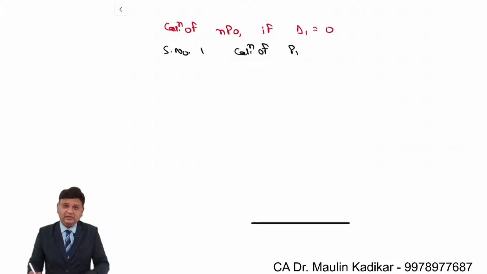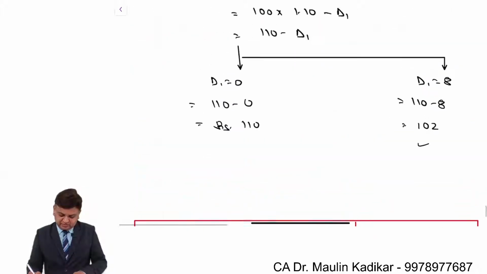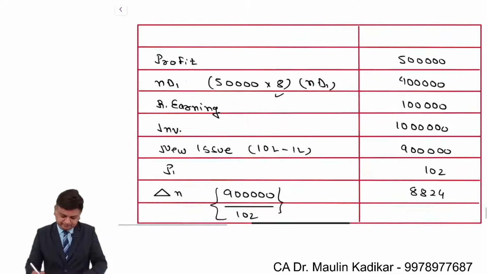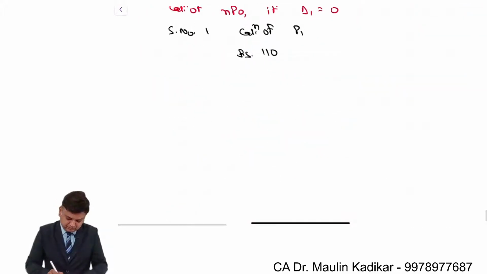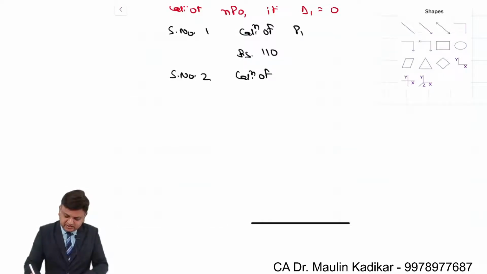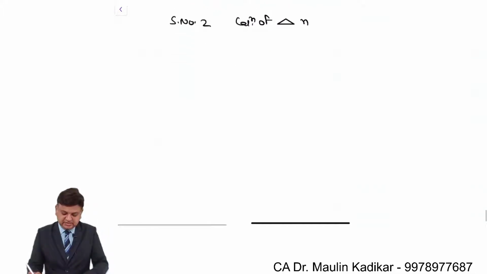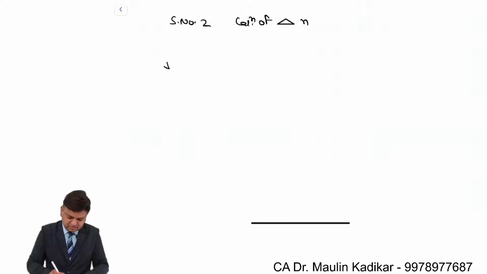What will be P1? In the first case, that is, if at all the D1 is 0, then the P1 is rupees 110, which we already have calculated in the first part of the question automatically. Step number 2, calculation of delta N, that is change in the number of shares. Let us see how to make the calculation of the answer.